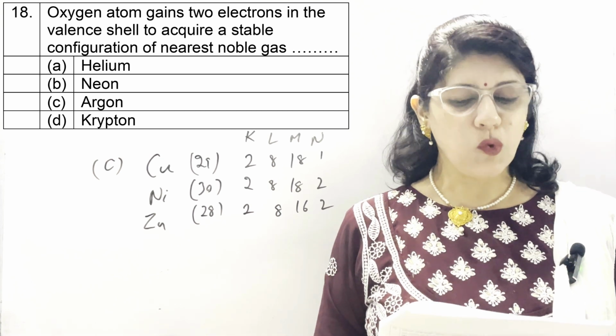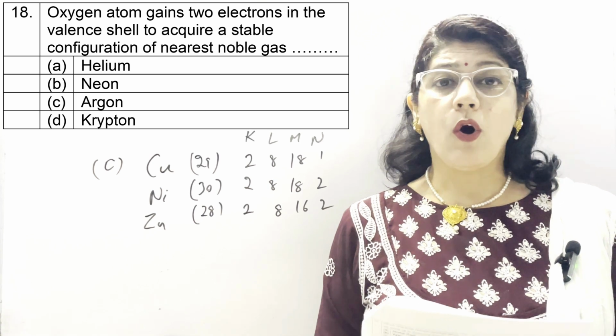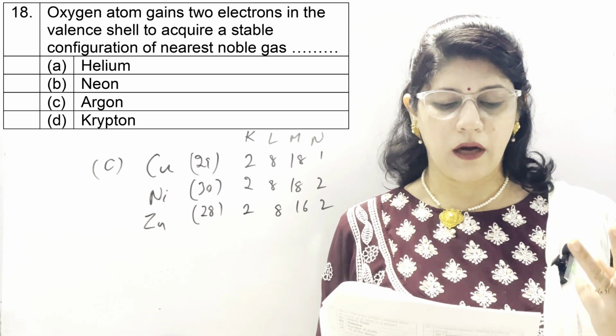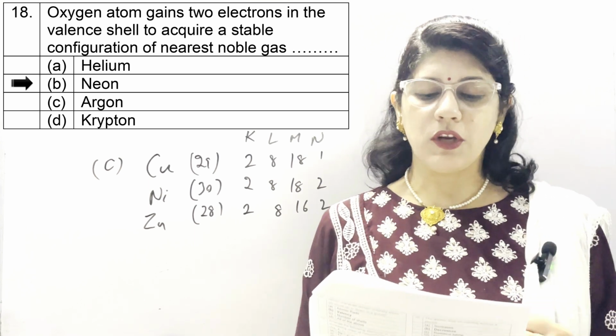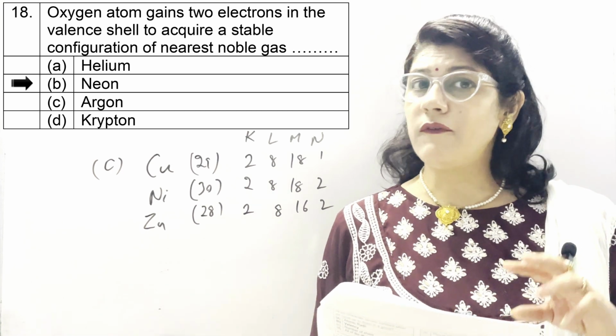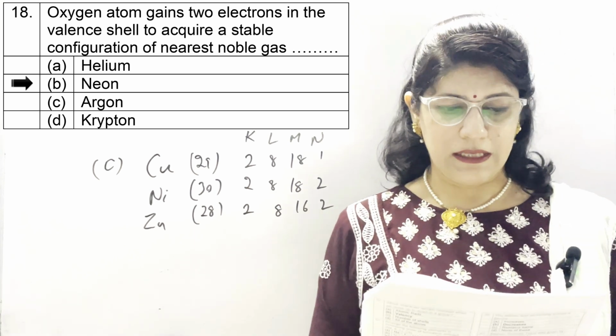Question number 18. Oxygen atom gains 2 electrons in the valence shell to acquire a stable configuration of nearest noble gas. Options are helium, neon, argon and krypton. Second option, neon, is correct because we know that oxygen when gain 2 electrons, they have 10 electrons in total and this is the electronic configuration of neon gas.